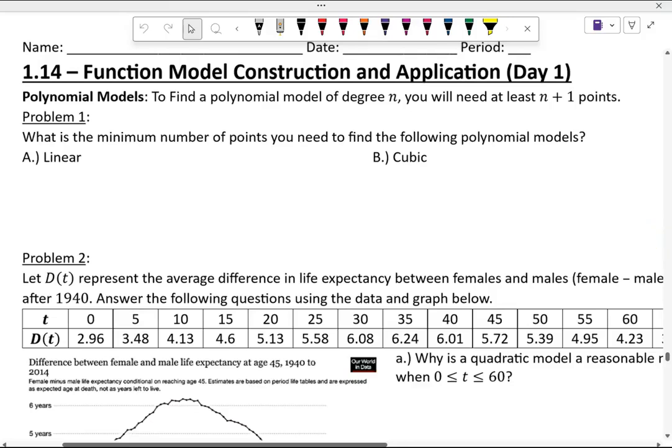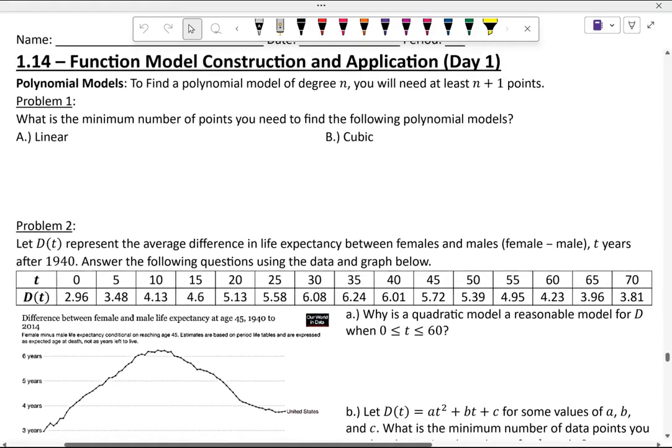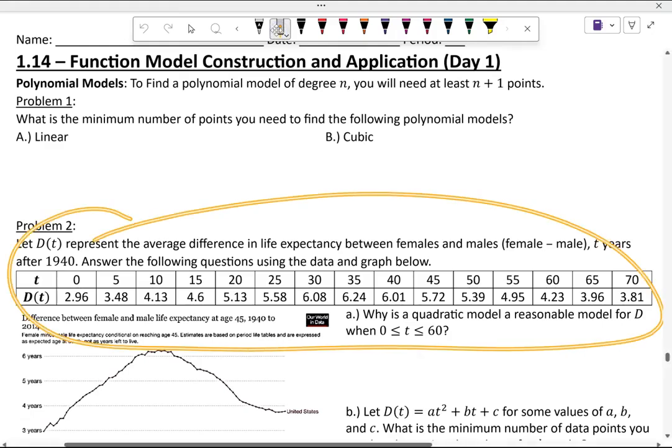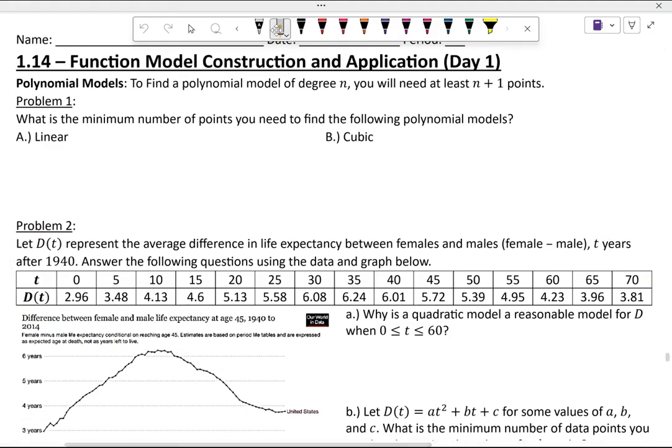Okay, so today we're going to be looking at 1.14, function model construction and application. In this lesson and moving forward, there will be many times that we'll be given data like we see in problem 2, that data down there, and we'll be asked to find models that fit that data well. We'll be asked to do things called regressions, finding different models that fit the data.